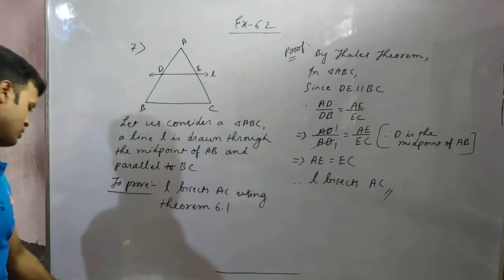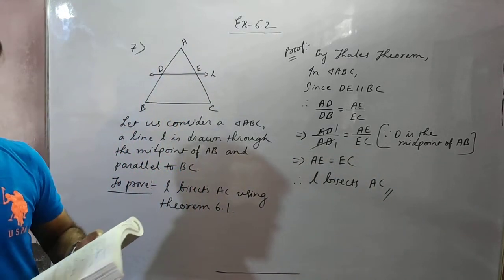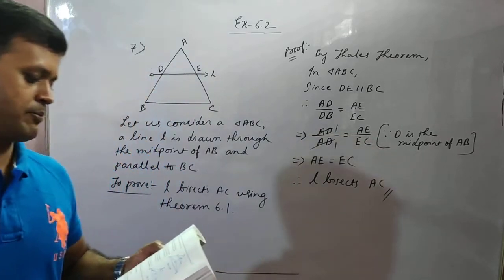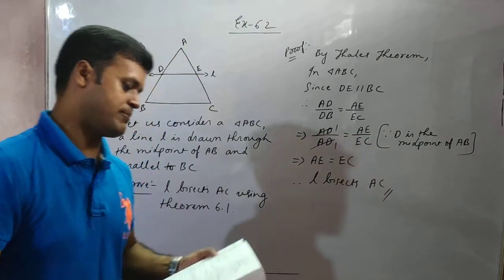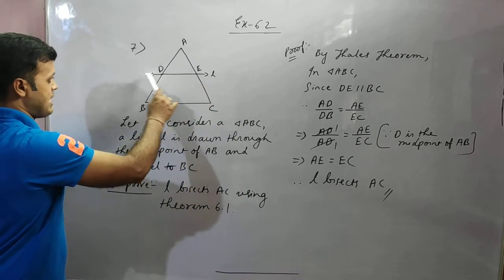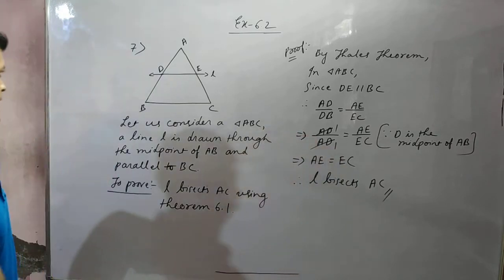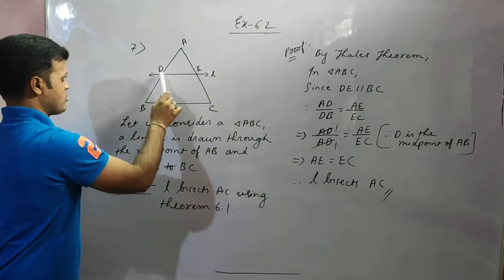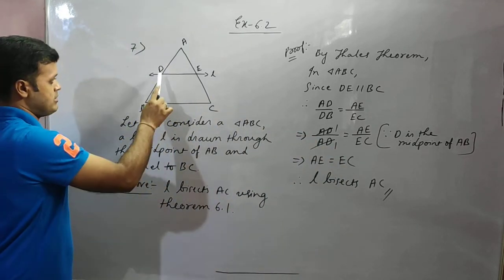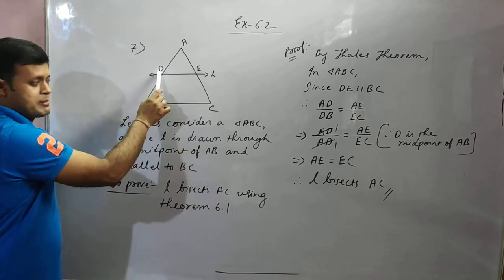So what you need to prove using theorem 6.1? Prove that a line drawn to the midpoint of one side parallel to the other side bisects the third side. That means suppose a line L is drawn to the midpoint of AB. That means D is the midpoint of AB.